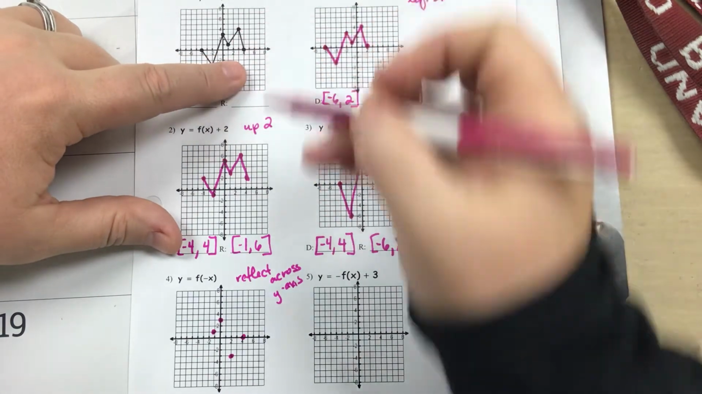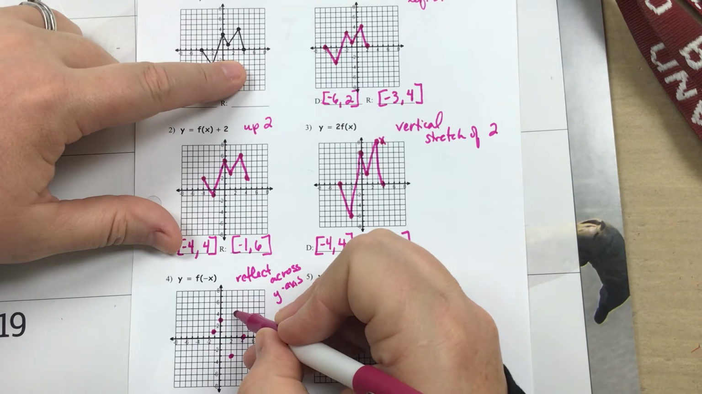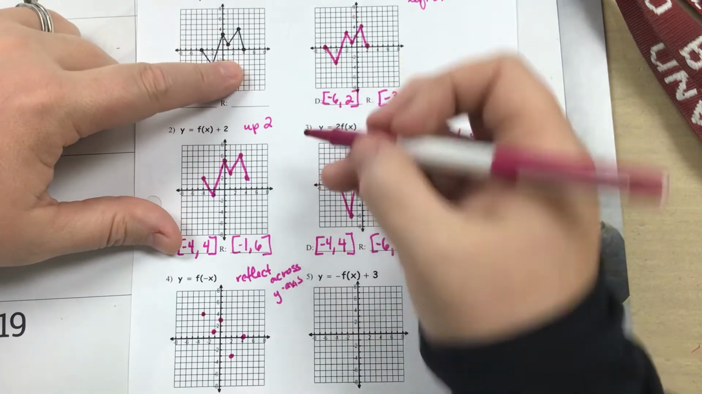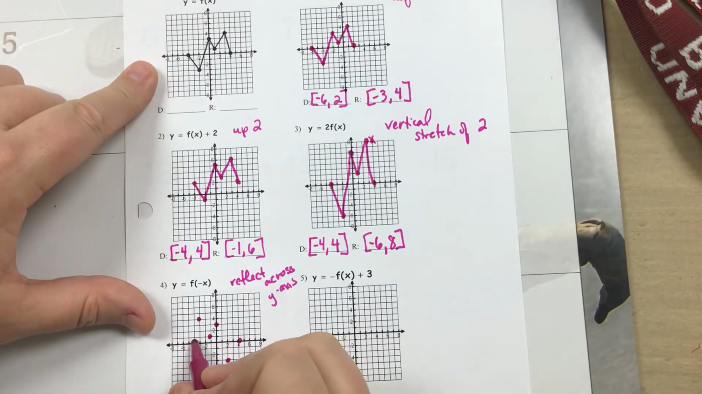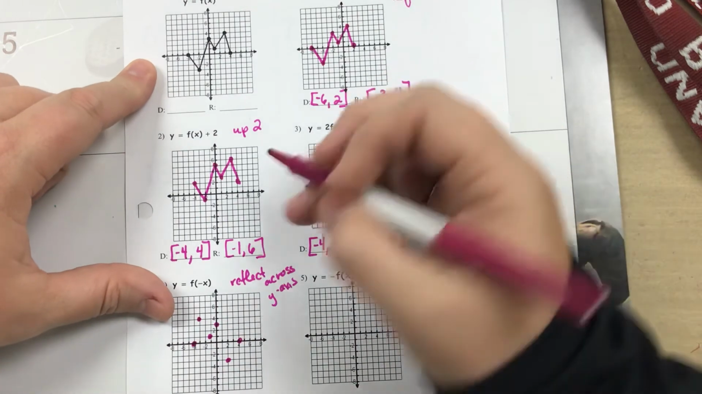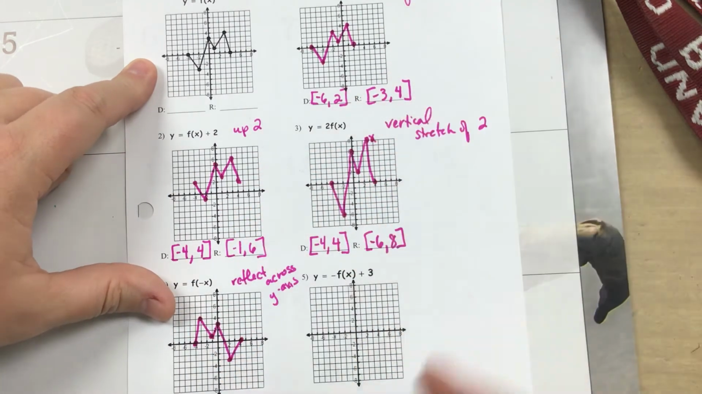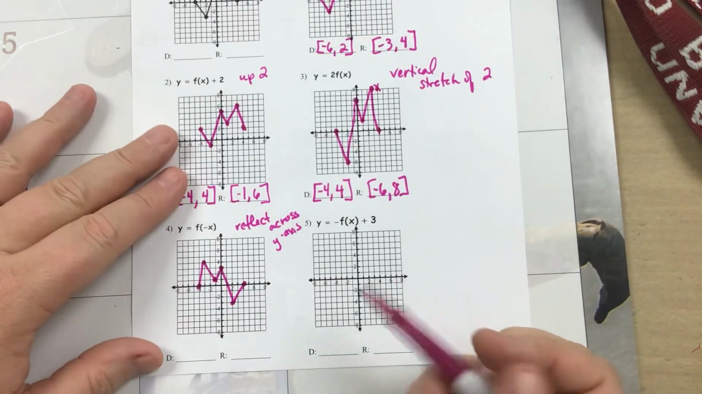Again, continue on here. My next point is 3, 4. If I reflect it across the y-axis, it's going to be at negative 3, 4. And then my last point was 4, 0. If I reflect it across the y-axis, I'm going to be at negative 4, 0. So again, if I connect my points, there's my graph. It should look like it flipped across the y-axis.